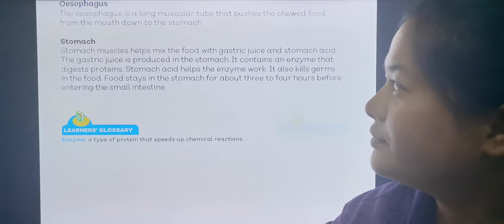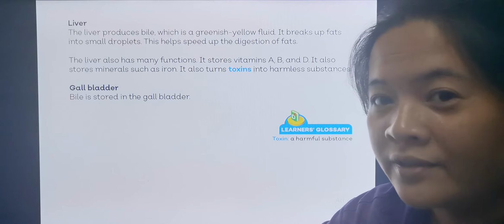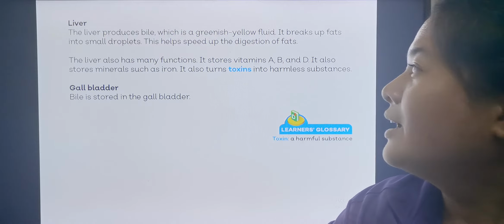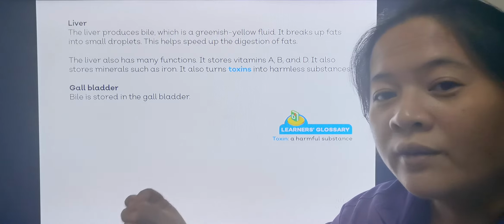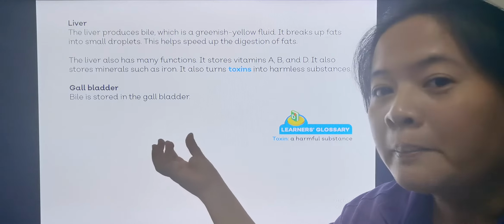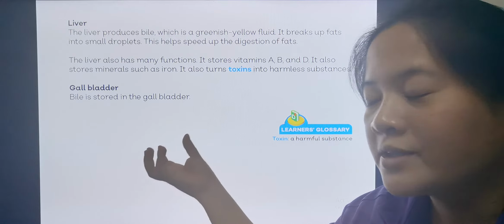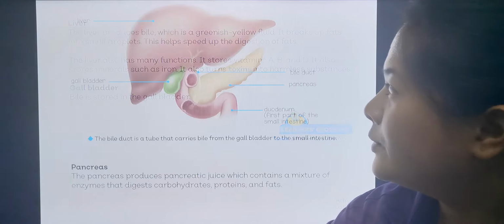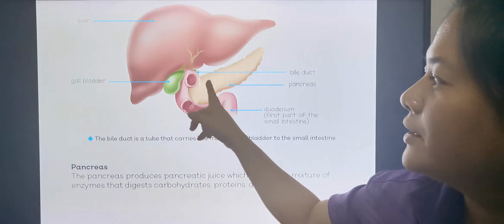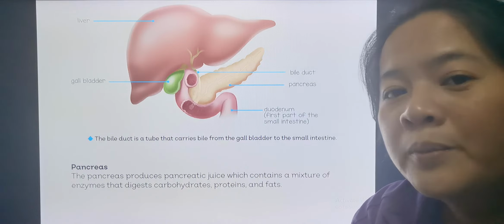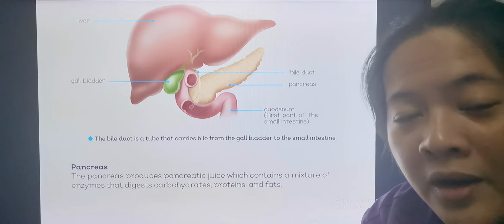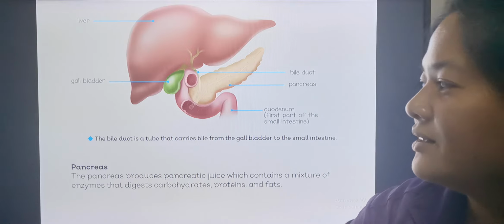And then we have the liver. The liver produces bile. The bile is needed in the digestion of fats. And then the gallbladder stores the bile. And then we have the pancreas. So this is the liver, the gallbladder, and the pancreas. Now the pancreas produces pancreatic juice that helps to digest carbohydrates, proteins, and fats.